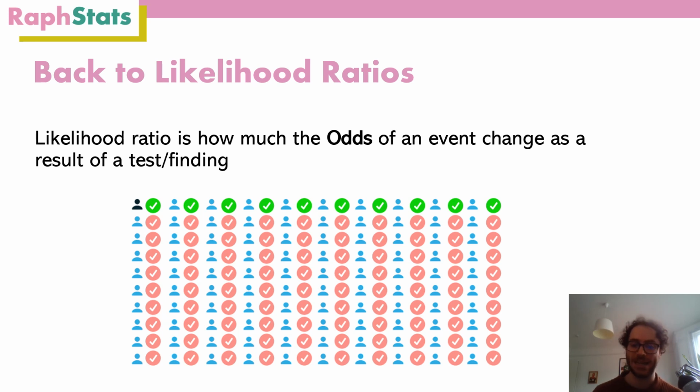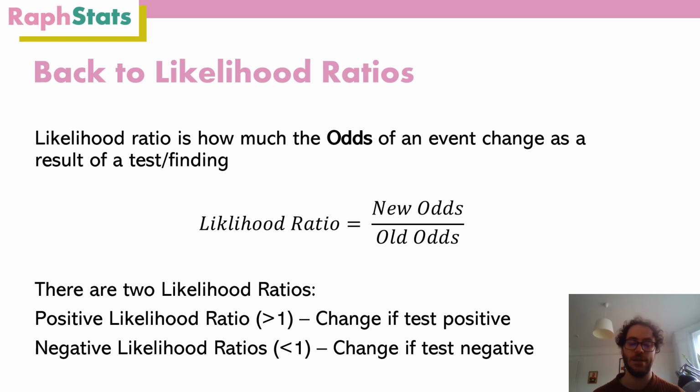Okay, back to likelihood ratios after that quick digression. So a likelihood ratio, as we said, is going to take into account that. It's just going to say how our perception of risk changes with a specific test result. And it's specifically going to tell us how much the odds of an event change as a result of a test.